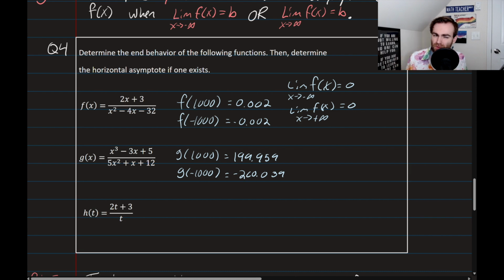Is it getting closer to a number? No, this one seems to have the infinite end behavior that we had with polynomials. So it looks like the right is going up and the left is going down. So the limit as x approaches negative infinity of g of x is negative infinity, and the limit as x approaches positive infinity for g of x is positive infinity.